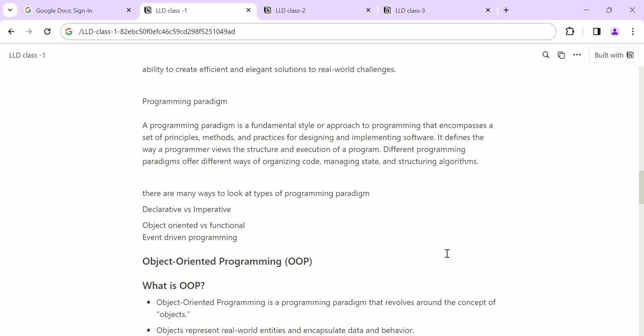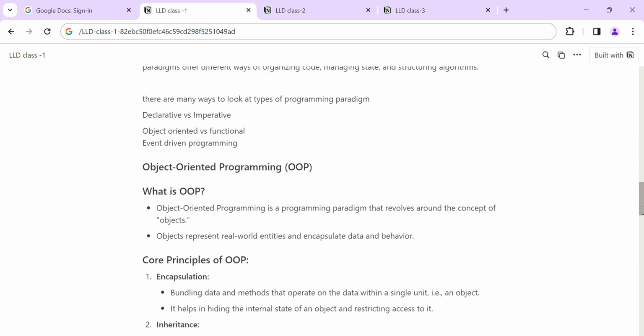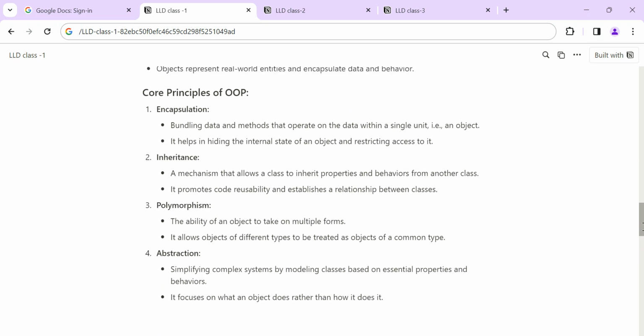Next, the main concept we are going to discuss right now is object oriented programming. First of all, we have to know what object oriented programming is. It is a programming paradigm that revolves around the concept of the object. Objects represent real world entities and encapsulate data and behavior. The core principles of OOPS are four: encapsulation, inheritance, polymorphism, abstraction.